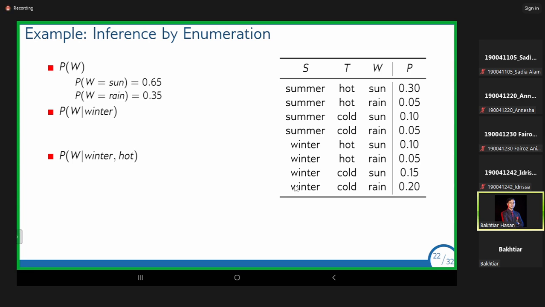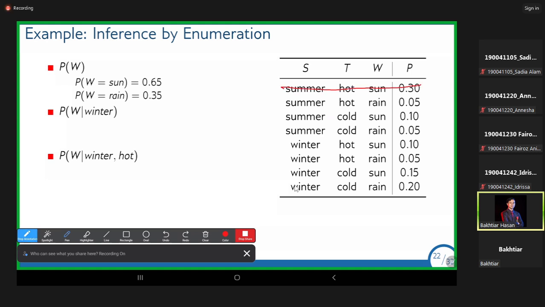So what is the probability distribution of W given the evidence that it's winter? To calculate that, we're going to cross out all the rows that are inconsistent. So we are going to cross out all the summers, right? That is this one, this one, this one, and this one. So we have these 4 rows now. We are left with a smaller table, which is consistent with our evidence.